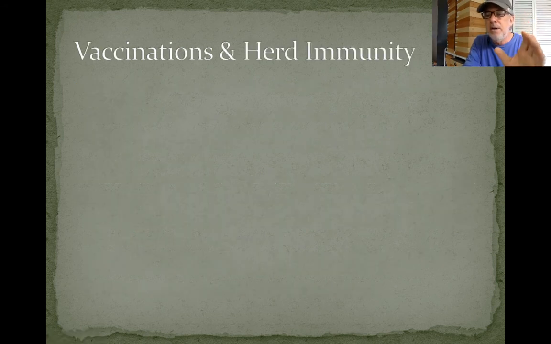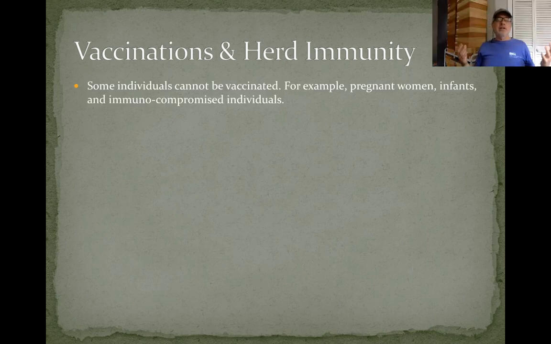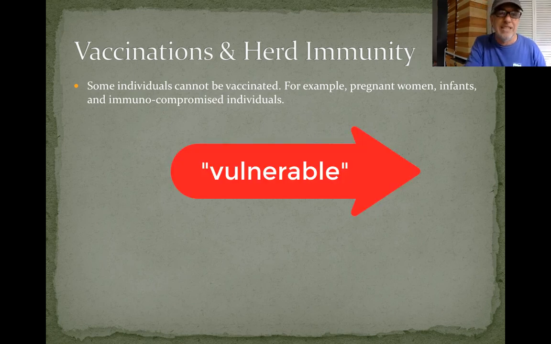Vaccinations provide what we might want to call herd immunity. Some individuals in our society cannot be vaccinated. For example, a pregnant woman, if she hasn't been vaccinated pre-pregnancy, can't be vaccinated. Infants can't be vaccinated until they're a certain age. And immunocompromised people can't be vaccinated at all. So all these individuals are prone to getting these diseases.